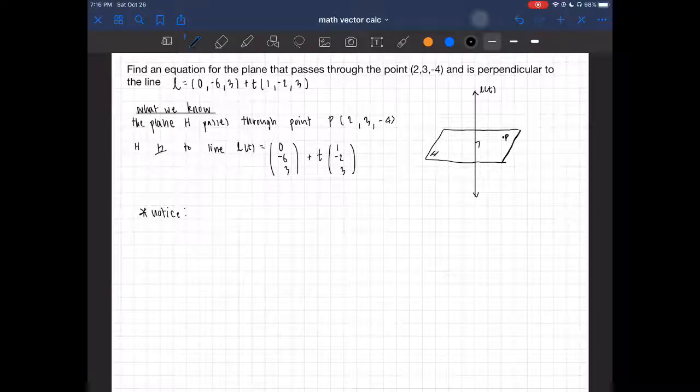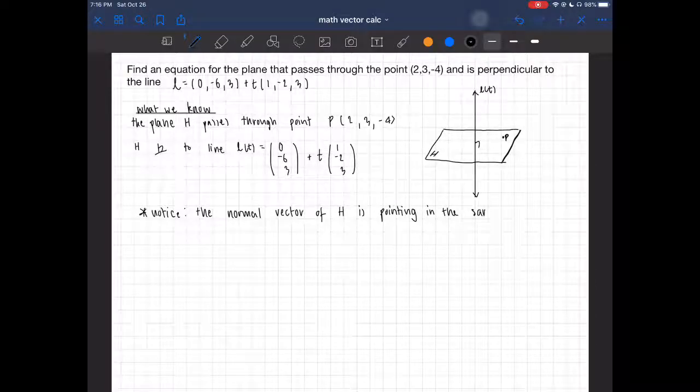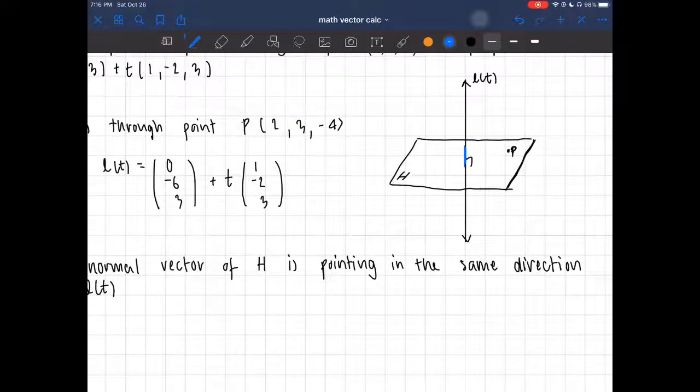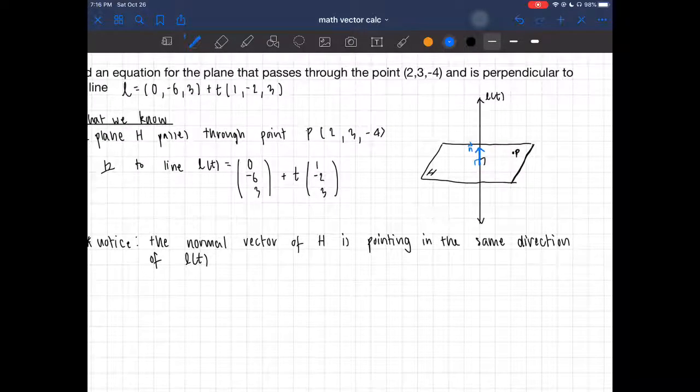Notice that the line is perpendicular to the plane, but the plane also has a normal vector. The normal vector is a vector that is simply perpendicular to the plane and sticks out. So, because the normal vector is perpendicular to the plane and the line is also perpendicular to the plane, the normal vector of H is pointing in the same direction as the line L of t. There is the normal vector, and you can see here that they're both perpendicular to the plane H.